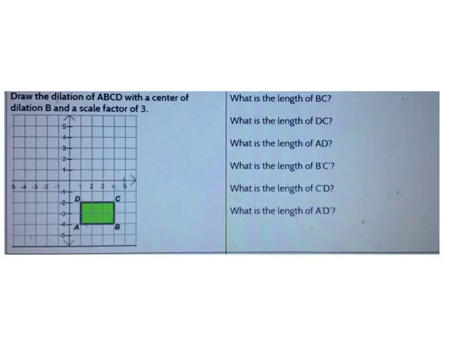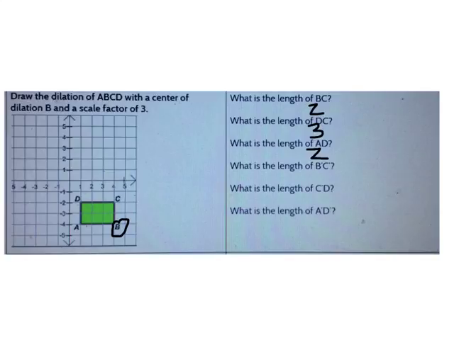Draw the dilation of ABCD with a center of dilation at B and a scale factor of 3. Go ahead and answer the questions on the right. What is the length of BC, the length of DC, and the length of AD? The length of BC is 2, the length of DC is 3, and the length of AD is 2.